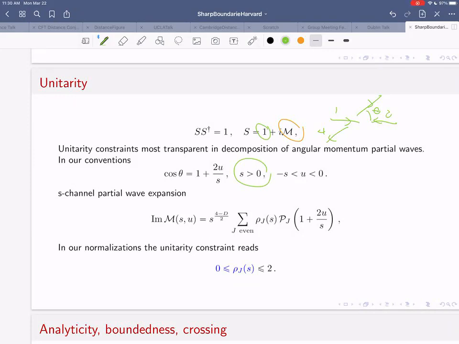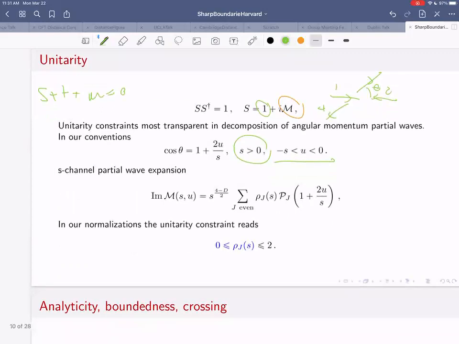For the cosine of theta to be between -1 and 1, U has to be in this range. This is the physical region for S-channel scattering of Mandelstam variables S and U. And of course, S plus T plus U is equal to 0, so you can compute T. To express unitarity, the quickest thing to do is just take the imaginary part of the amplitude. Given we have crossing symmetry exchanging 1 and 2 and Bose symmetry, the sum is only over the even spins. And then just from kinematics.